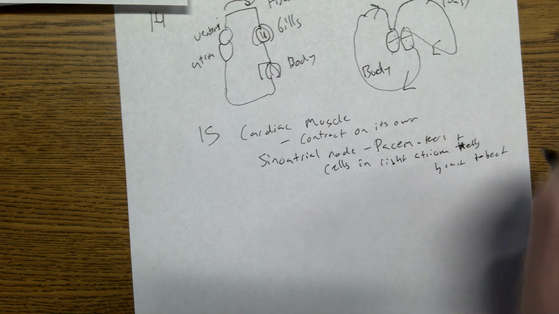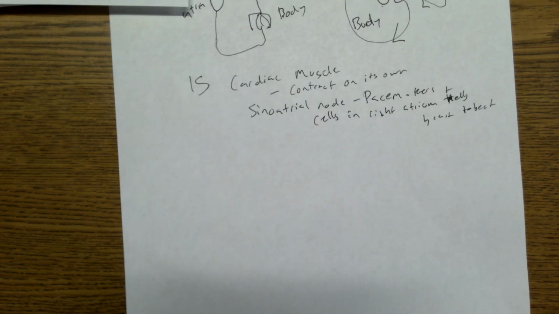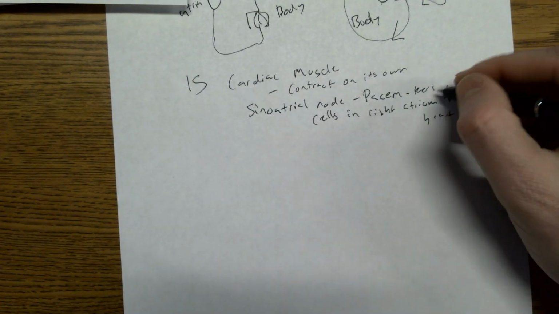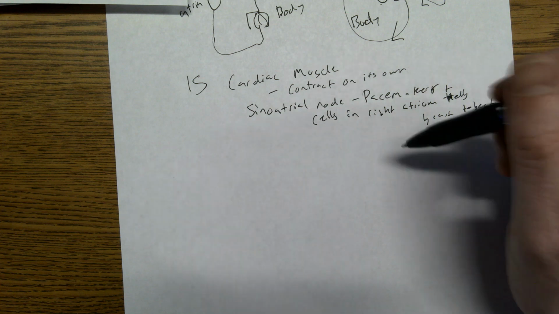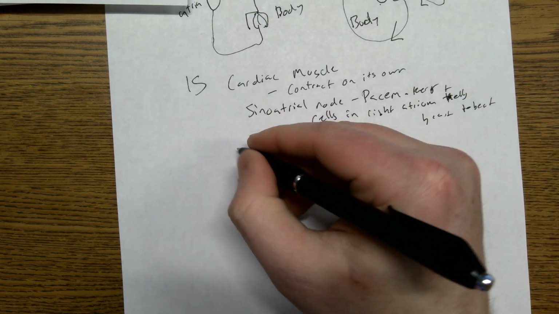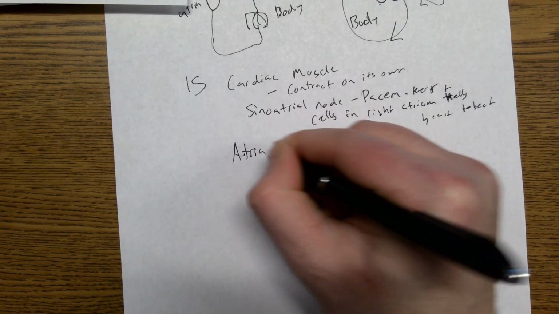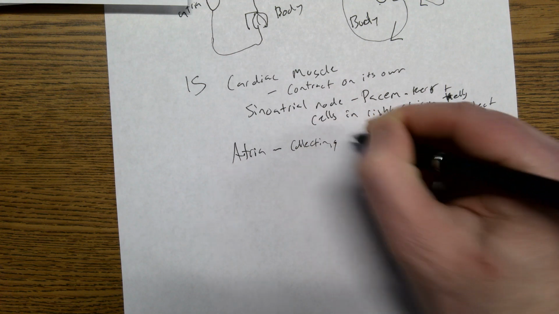Now, there is nervous and hormonal control that tells it to speed up or slow down, but the pacemaker, the sinoatrial node, is the pacemaker, and it tells it to beat. Things act on the SA node to tell it to speed up or slow down, but it tells it to beat. The atria are for collecting blood from either the lungs or the body.